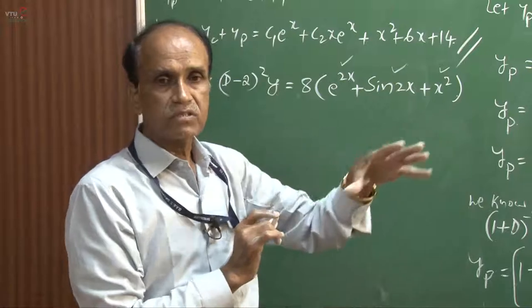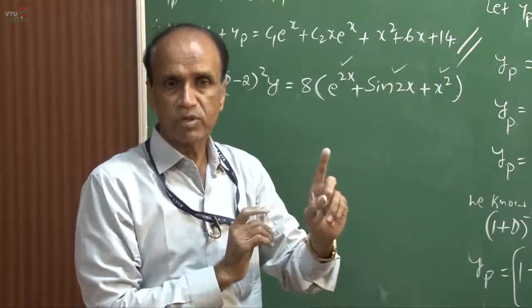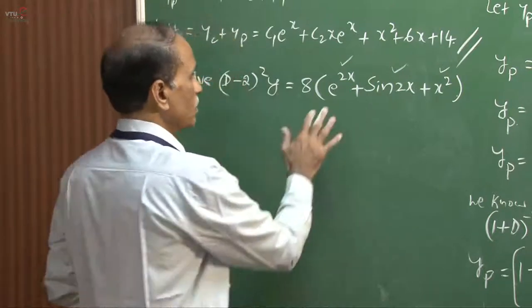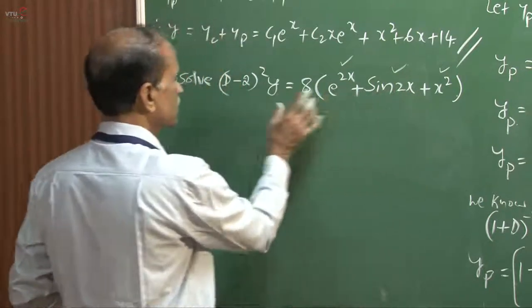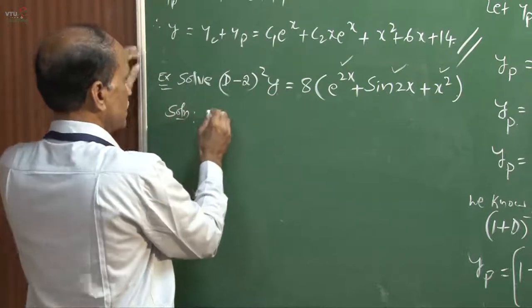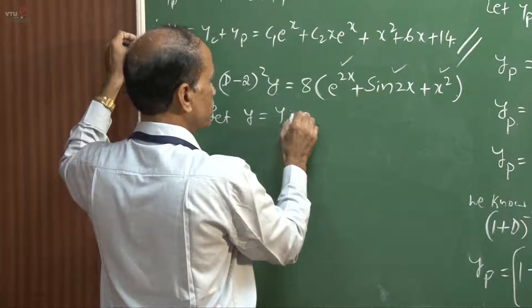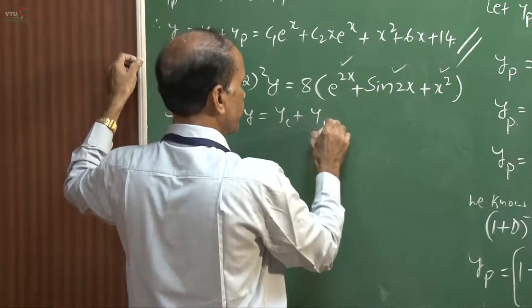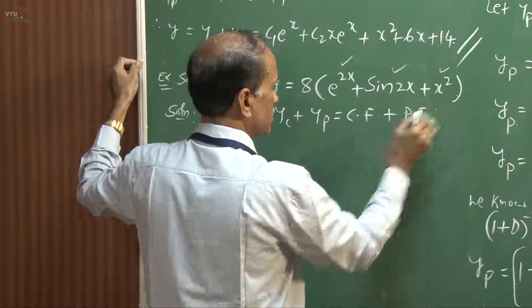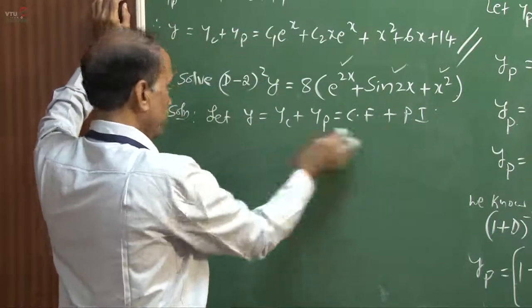All the three rules we are going to apply, all the three rules we are going to utilize in a single problem, because individual rules you have already studied. Now all the three cases we are putting together in a single problem. Then as usual you have to write, let the general solution y is equal to complementary function plus particular integral, that is CF plus PI. This is complementary function plus particular integral in terms of yc and yp.